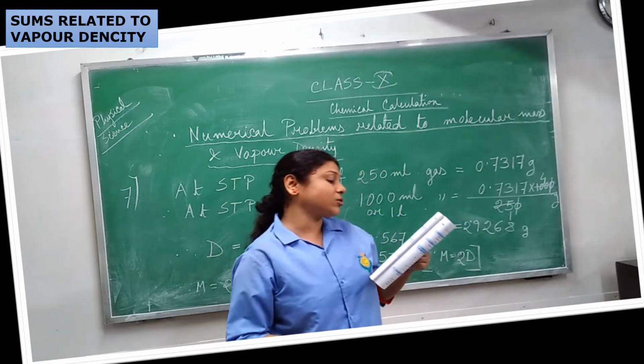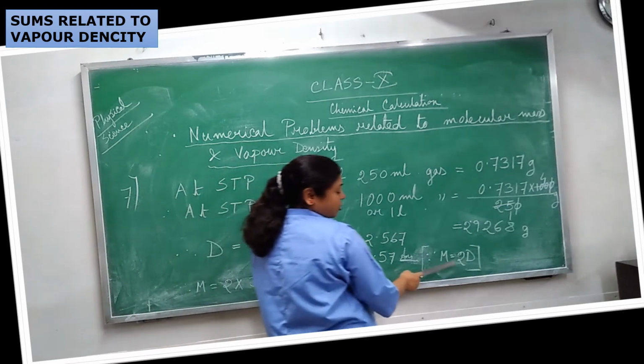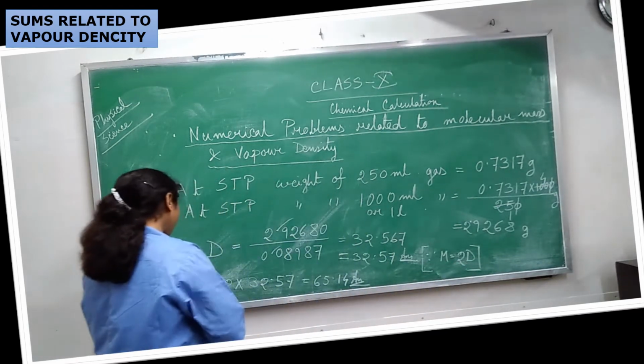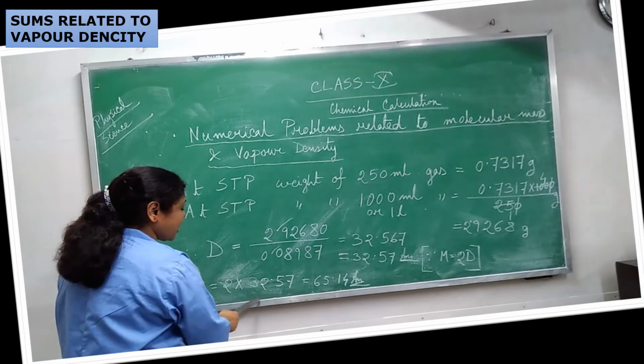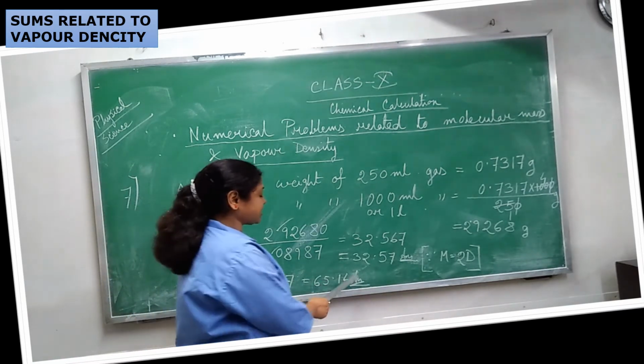Now I have to find out the molecular weight of the gas. Molecular weight is equal to M. Since M is equal to 2D, so M is equal to 2 into vapor density. When I multiply it will come 65.14. So this is the second answer.